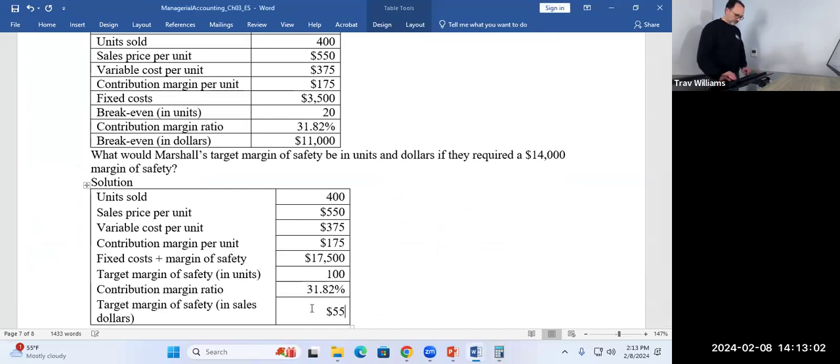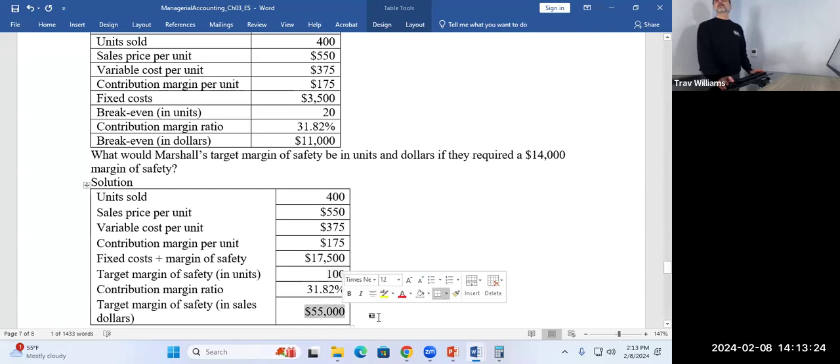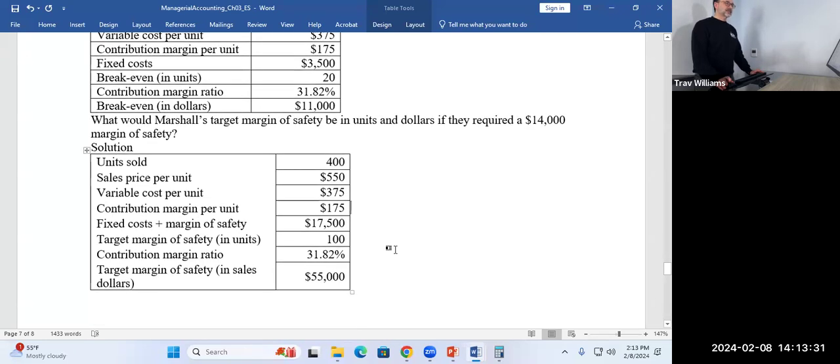What would be another way we could calculate that? Exactly. The 100 units we need to reach that margin of safety times the sales price. That would also come out to 55,000. We wouldn't even have to round in that situation. So as you see, it's the same formulas, right? For break even.